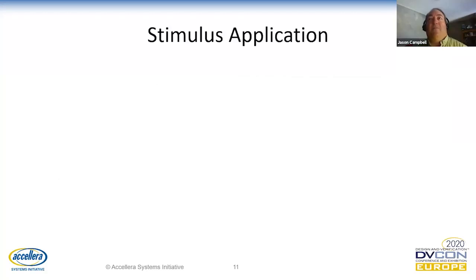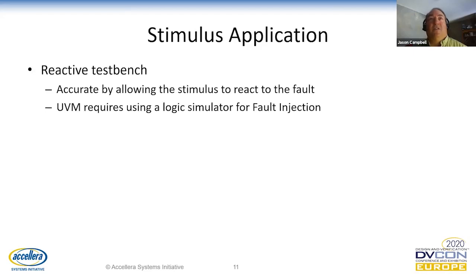So once you have stimulus, the next challenge is to figure out how to apply that stimulus. And there are two basic methods. The first is what's called the reactive test bench. And this is what you normally would have in your design verification. You just would have a test bench. So you're playing that stimulus in the test bench.